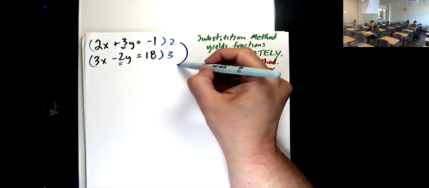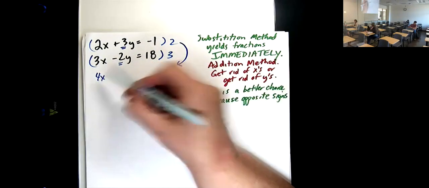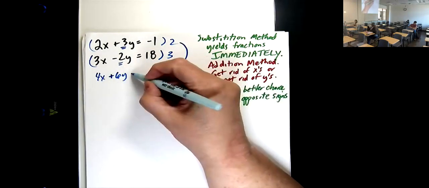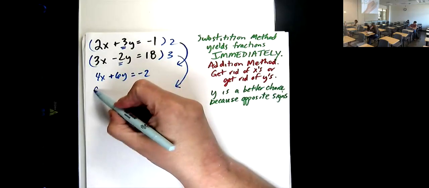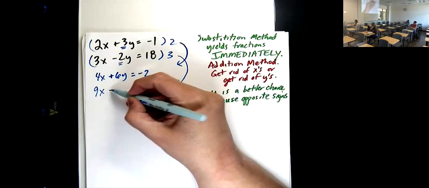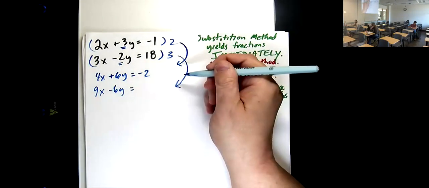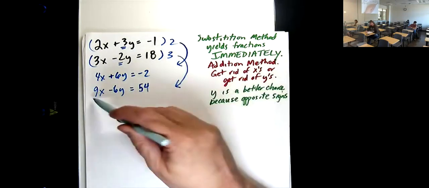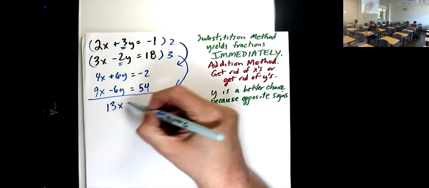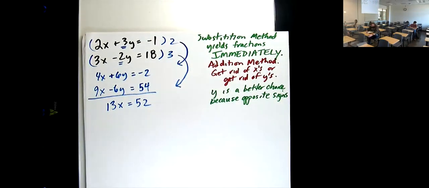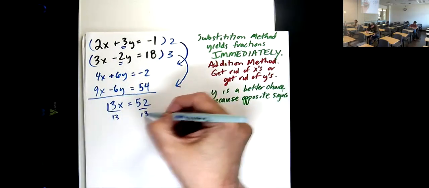All right, so if I do that one here, I've got 2 times 2x is 4x, 2 times 3y is 6y, and 2 times -1 is -2. And if I do the 3 times 3x is 9x, 3 times -2y is -6y, 3 times 18 is 54. All right, so we add them up and we get 13x equals 52. Divide by 13, we get x equals 4.